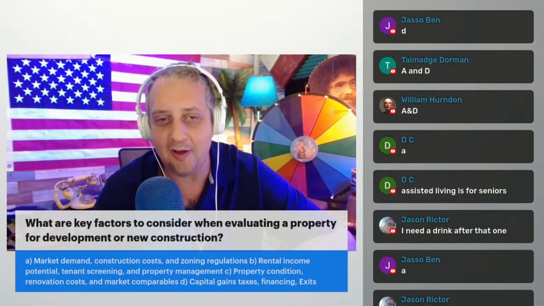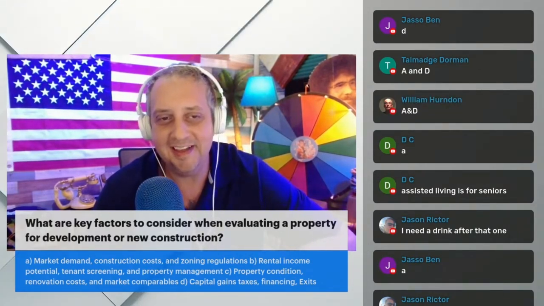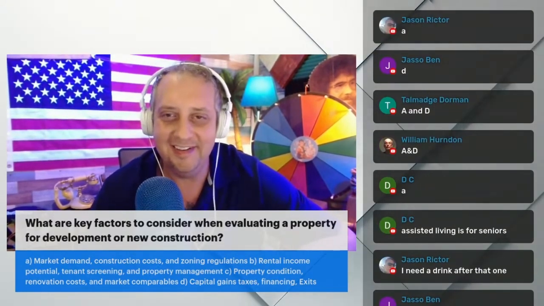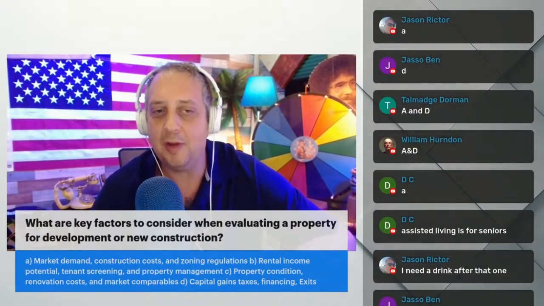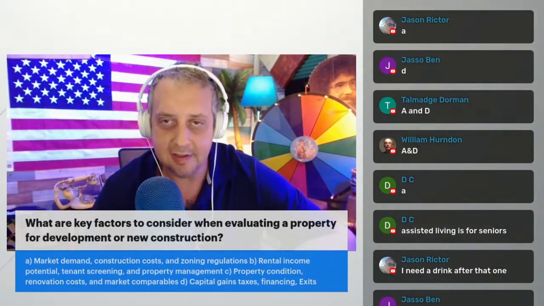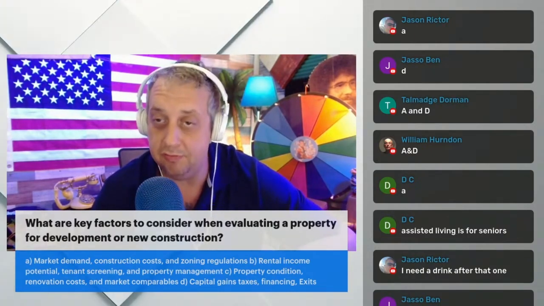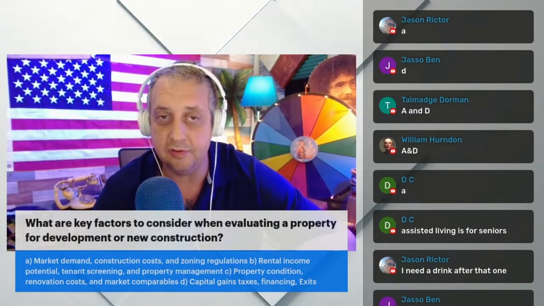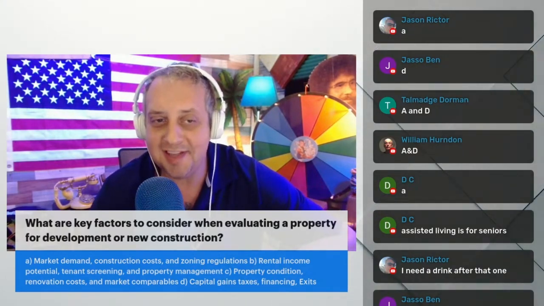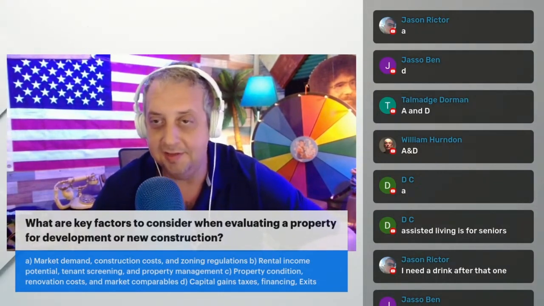I think the answer is all of them. The answer is all of them. Tell me, which one of these do you think are not important? Now, when we're evaluating a property for development or new construction, what are we talking about? We're talking about build outs. We're talking about tear downs and rebuilds. We're talking about building new structures, new houses, new homes, new multifamilies. Which one of these things is not important? A, B, C, or D?